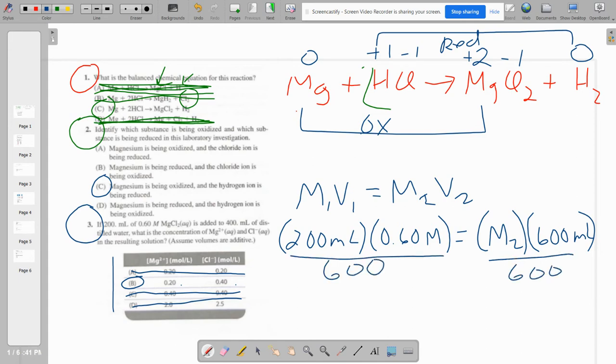And if you hear my cat in the background, I apologize. And we can go from there. So what would be the molarity? The new molarity of this magnesium chloride solution after diluting. So how do you do that math in your head?